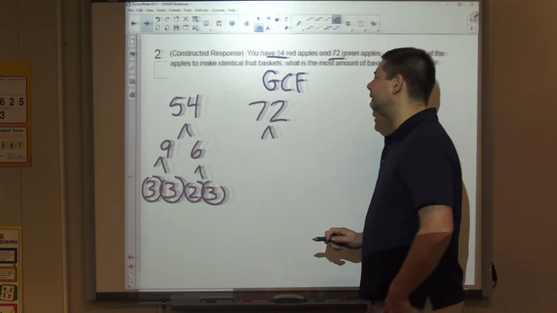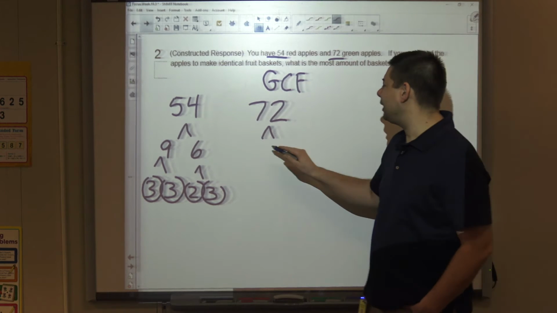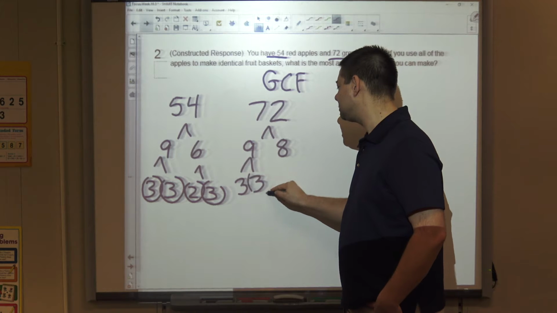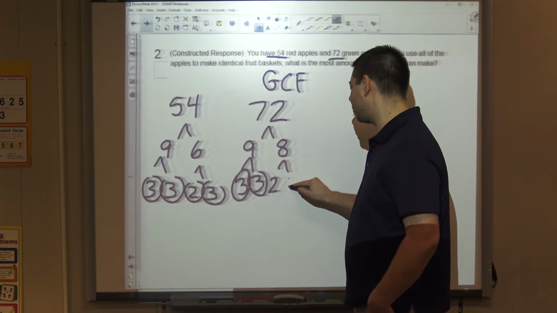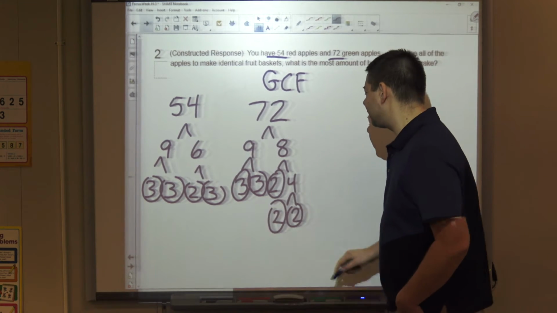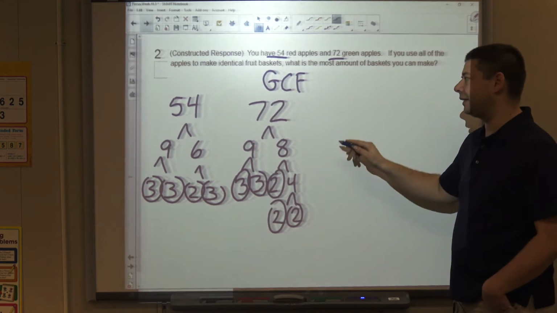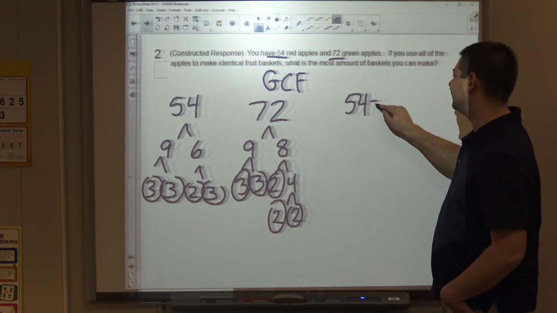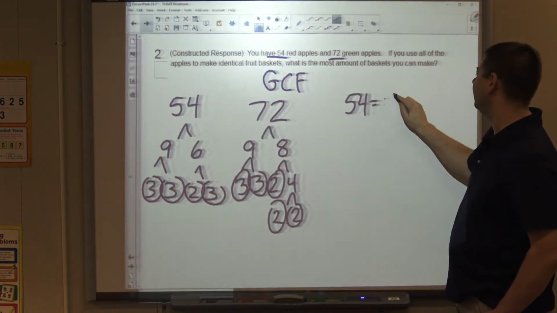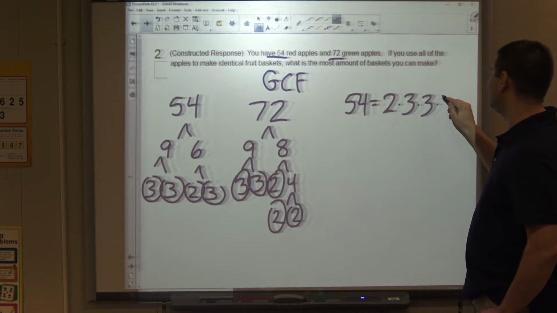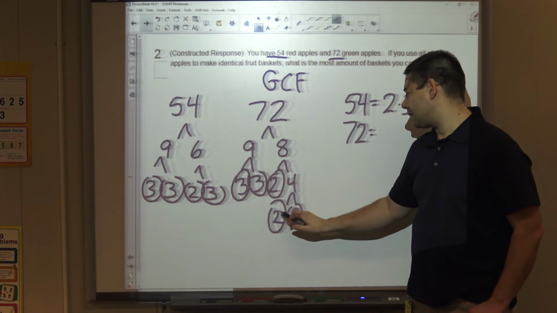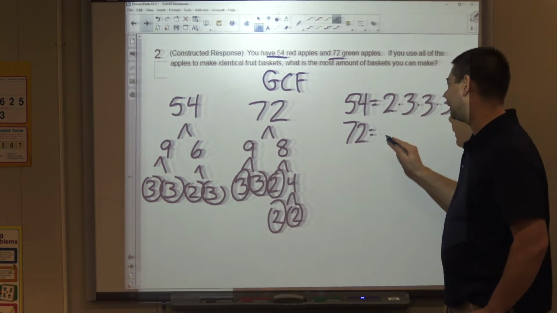For 72, let's see, maybe I'll do 9 times 8. And then 9, I'll do 3 times 3. And 8, I'll do 2 times 4. And then for 4, I'll do 2 times 2. So now I've made my prime factorization. I want to list them out. So I have 54, which is going to be equal to 2 times 3 times 3 times 3. And then for 72, I have 2 times 2 times 2 times 3 times 3.